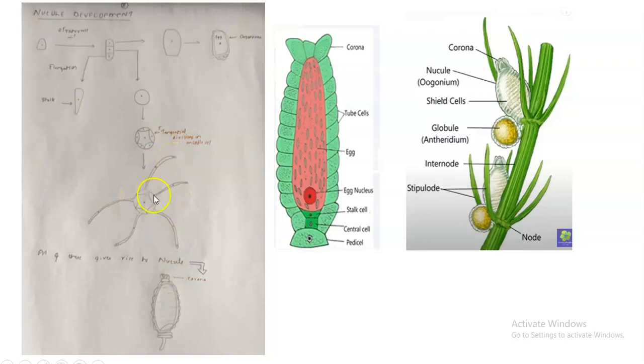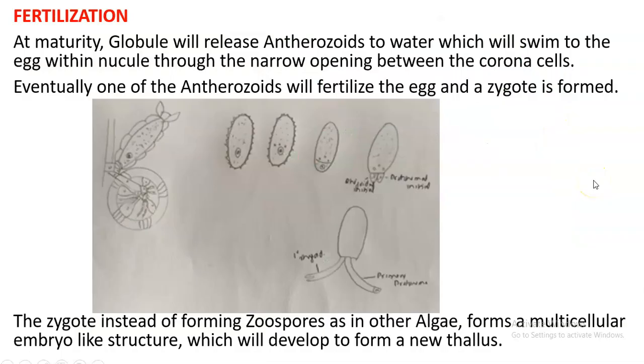Now all these middle cell filaments will be encircling the egg, and the topmost coronal cells will come to the top like a head. The remaining tube cells will be encircling the egg. That's why this structure is formed. Now during fertilization, what will happen? This globule will release the androzoids. They will swim and enter to fertilize the egg through the gap present between the corona. So this is about nucleus development.